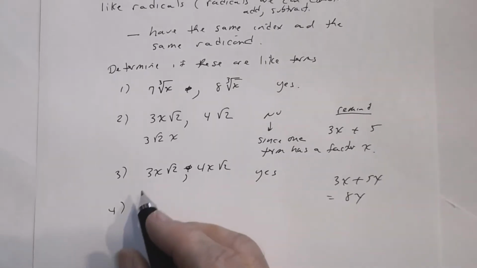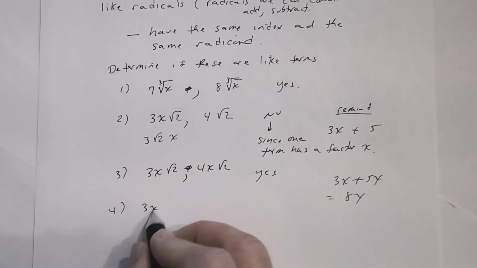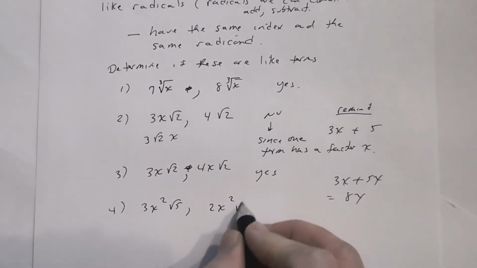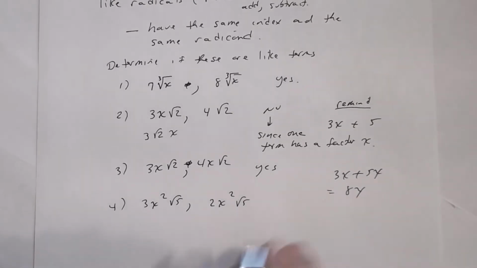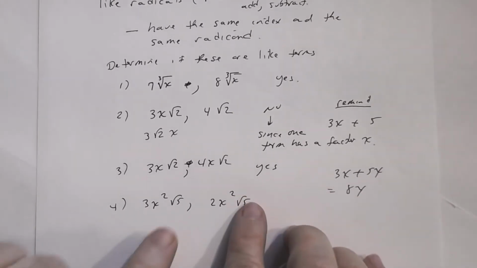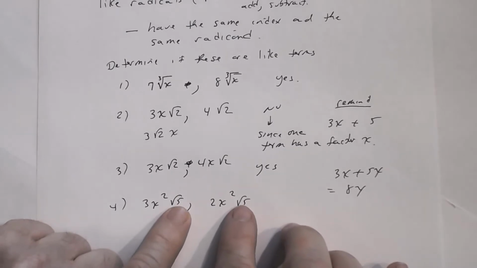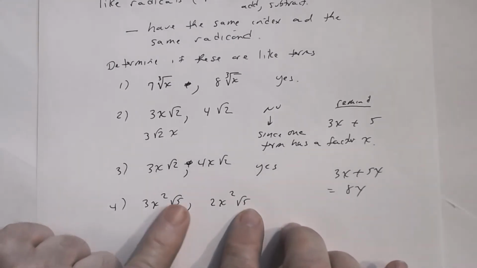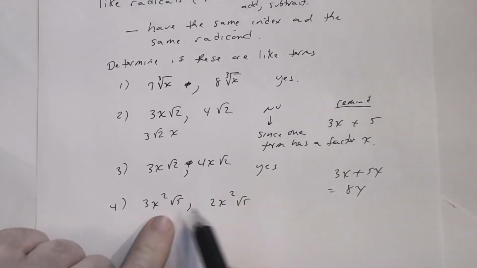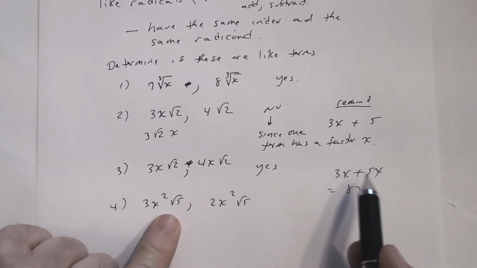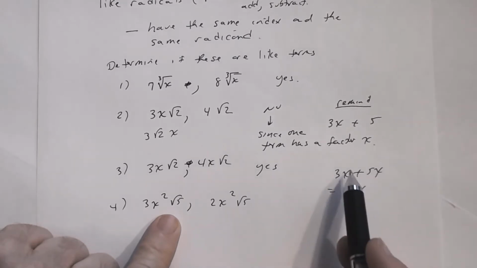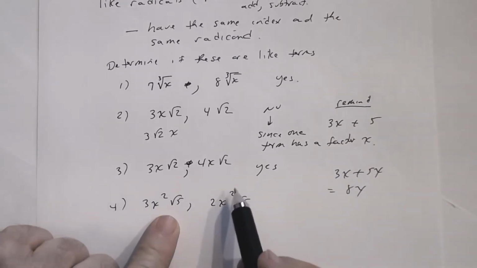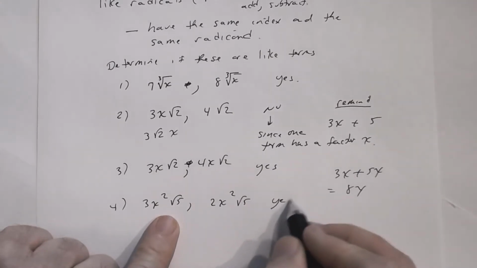Number 4, what if I had 3x squared square root of 5, comma, 2x squared square root of 5? Are those like terms? First of all, what I would do first is check the radical itself. They're both square roots. They both have the same radicand 5. Now check the variables. In order for them to be like terms, they have to have the same variables raised to the same power. I have an x in both, and they're both being raised to what power? The second. So yes, those are like terms.